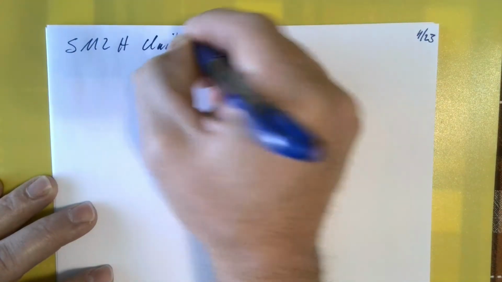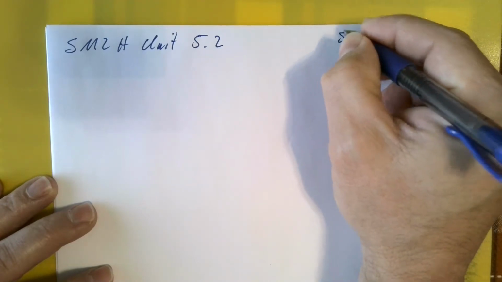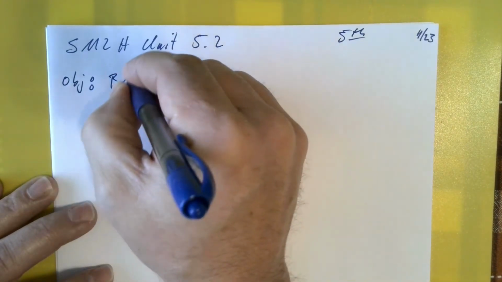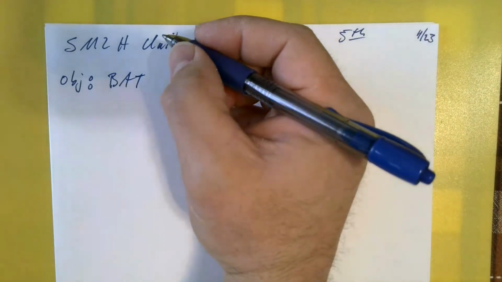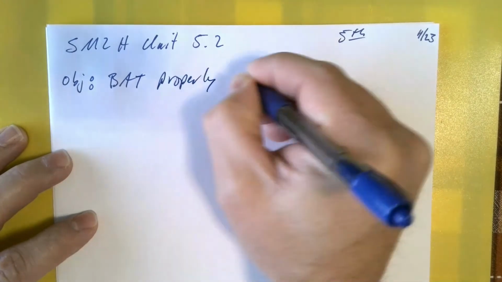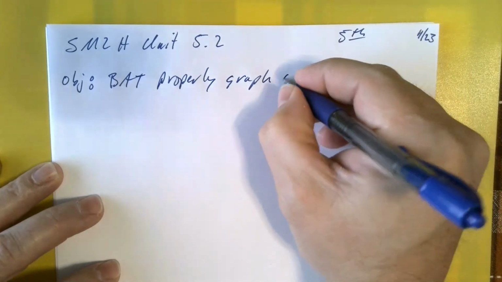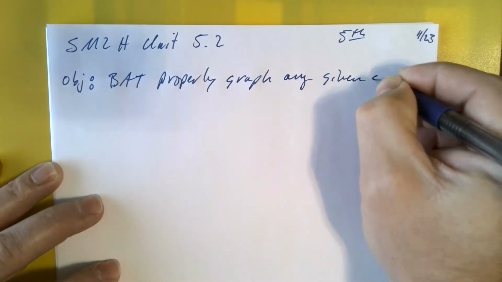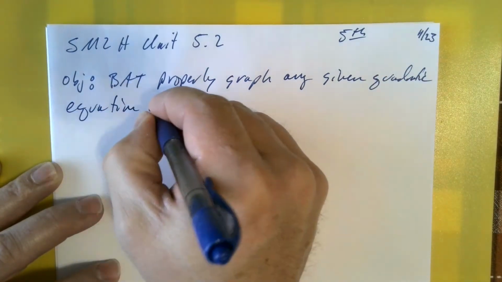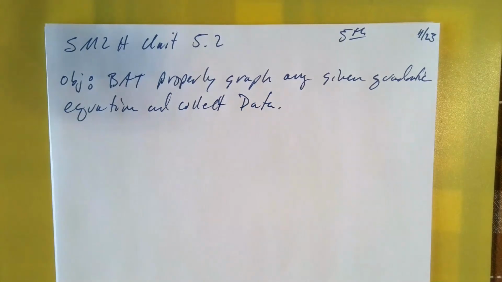SM2H unit 5.2, and this is 5th period. Alrighty, our objective is going to be able to properly graph any given quadratic equation and collect data.